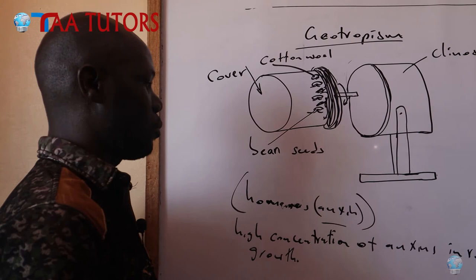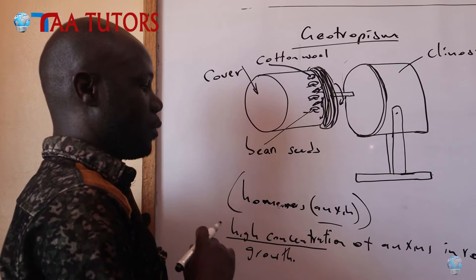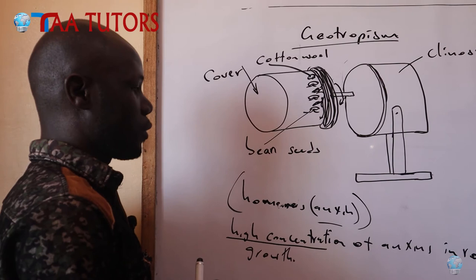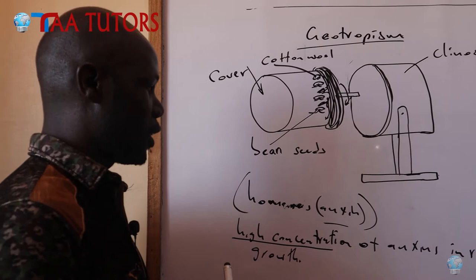So when it is high in the roots, growth, for it to occur, we need auxins, but the level of concentration is very important for us. So when the roots grow, they grow faster when auxins are there, but in low concentration. When it is in high concentration, again, it slows down the growth. That is one bit that should be very clear for us here.